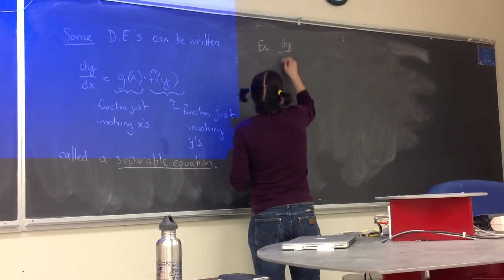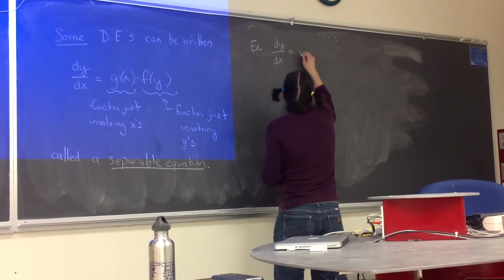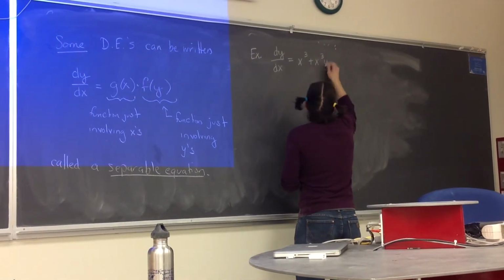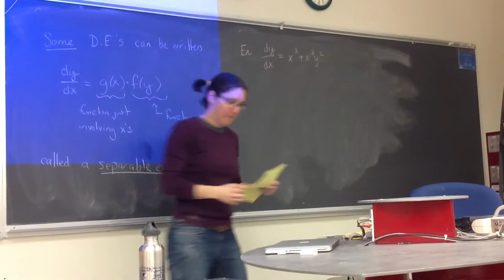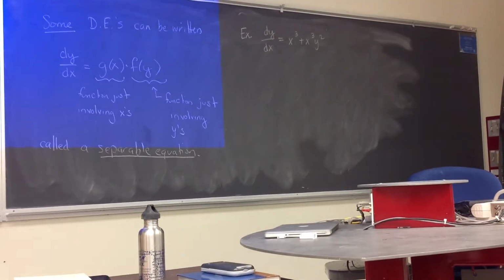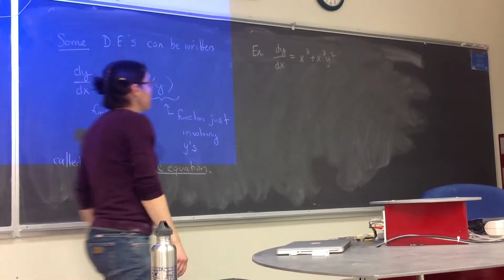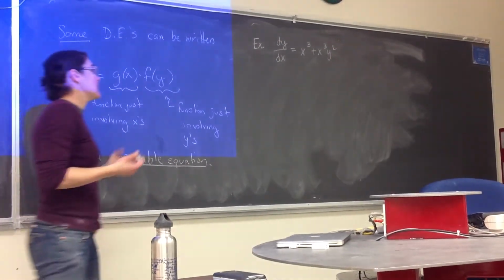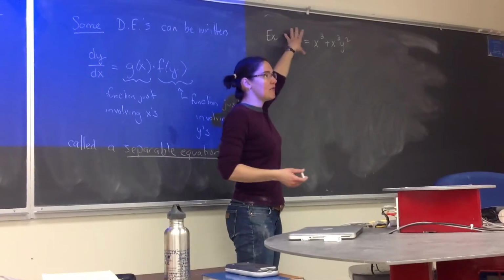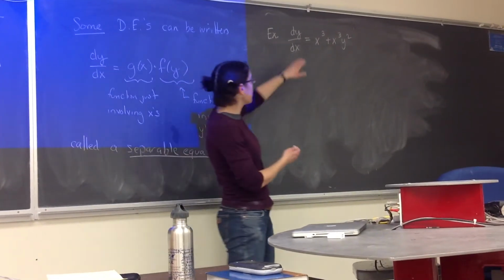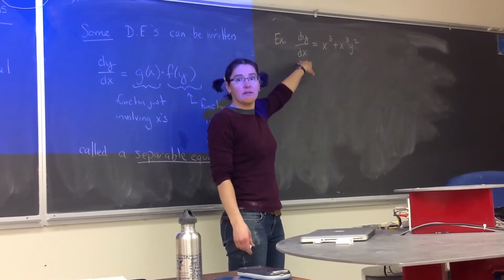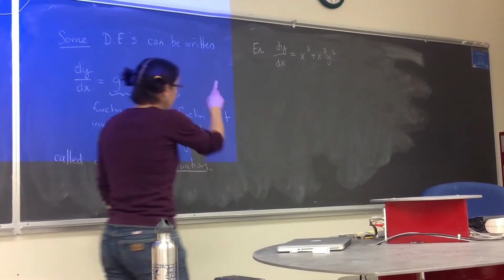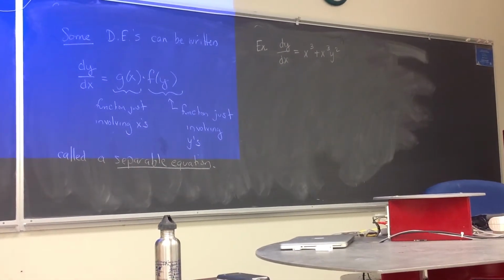So our example is dy over dx is equal to x cubed plus x cubed times y squared. All right, so I look at this equation here and I see a dy over dx, so I know that I'm talking about a differential equation. It's connecting x's and y's and dy over dx, so certainly a differential equation. It's order 1 because I only have a first derivative as opposed to a second or a third derivative involved in here.